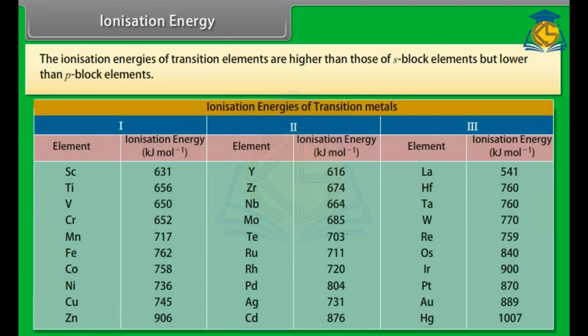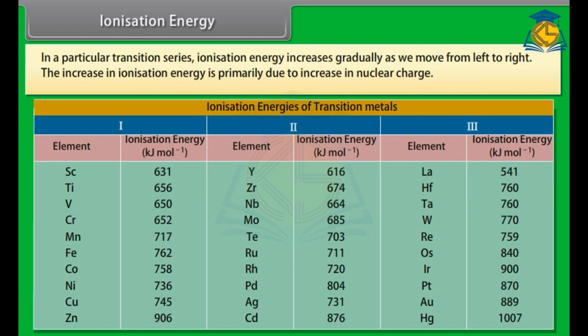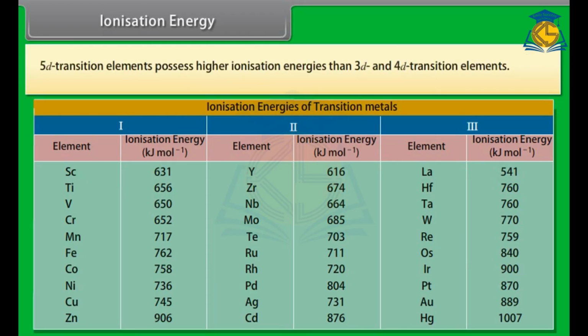Ionization energy. The ionization energies of transition elements are higher than those of s-block elements but lower than p-block elements. In a particular transition series, ionization energy increases gradually as we move from left to right. The increase in ionization energy is primarily due to increase in nuclear charge. 5d transition elements possess higher ionization energies than 3d and 4d transition elements.